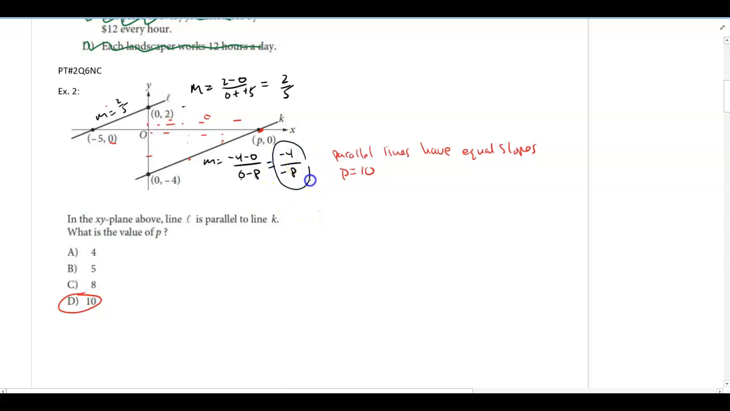Well, right now, this is hypothetically the slope. This is the slope of the top line. Therefore, if I take these slopes and set them equal to each other, now I could just cross multiply and get -2p equals -20, p equals 10, and that's how you find it algebraically.